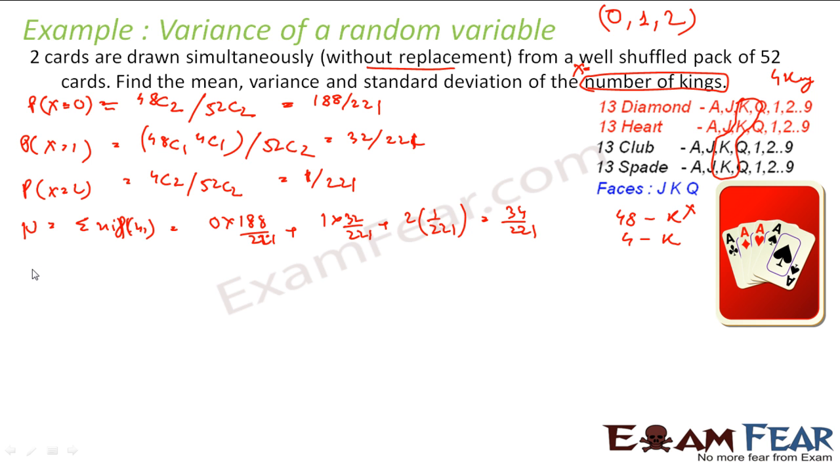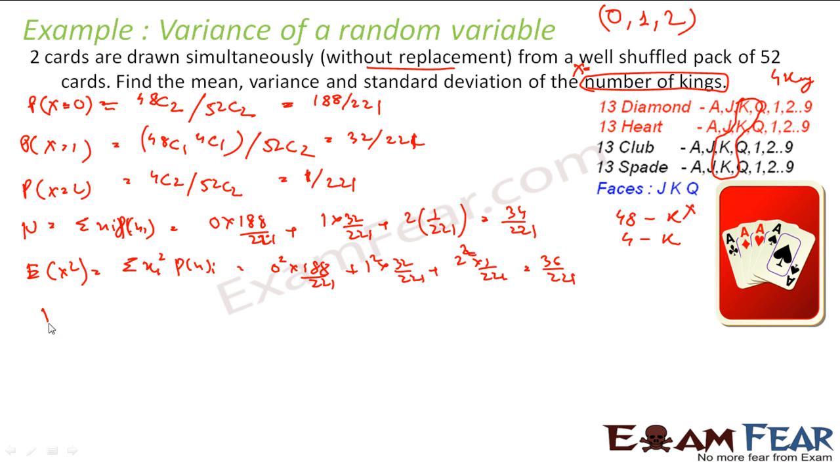Now I have to find variance. For variance, my E of X square is required. So let's find this also. That is nothing but sigma xi square p xi. That is 0 square into 188 by 221 plus 1 square into 32 by 221 plus 2 square into 1 by 221. And that comes out to be 36 by 221.